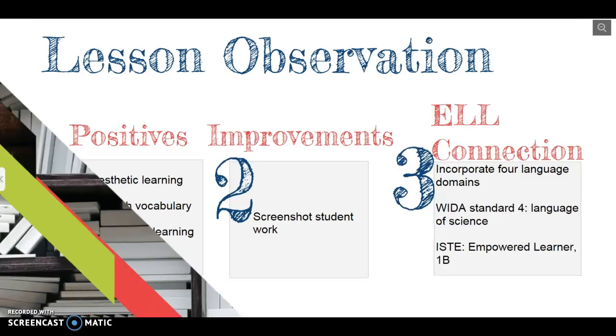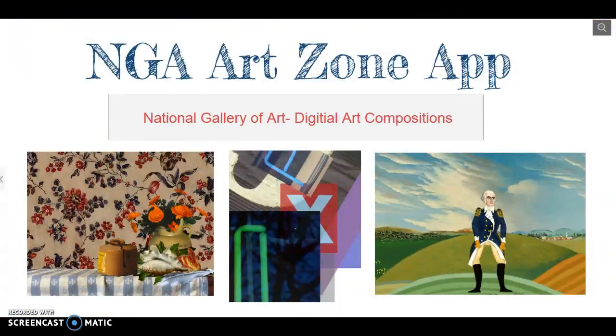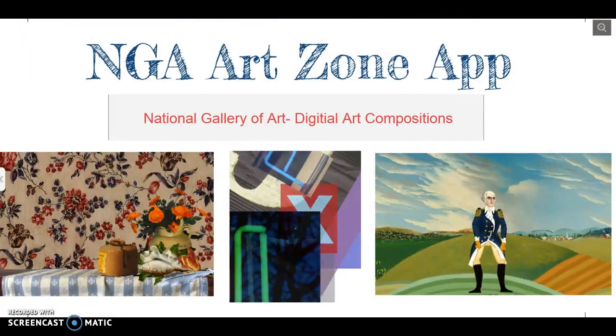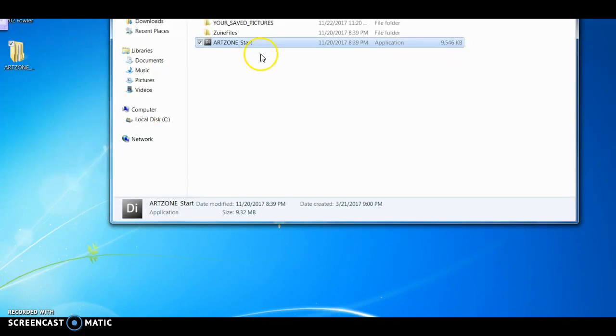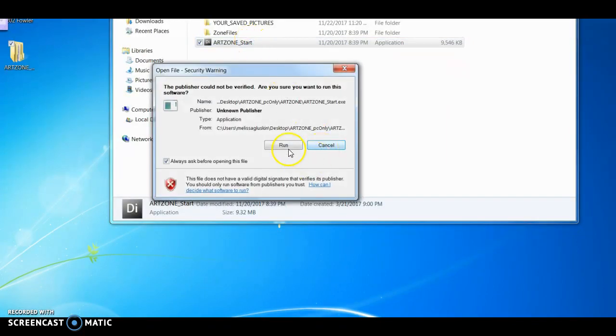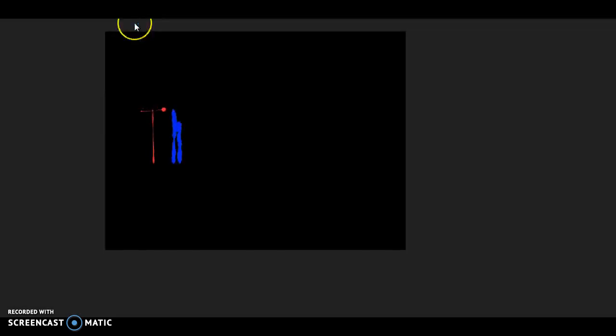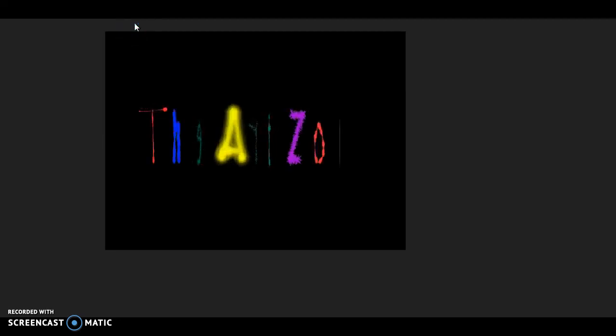For the fourth aspect of my digital portfolio, I utilized the National Gallery of Art NGAkids Zone app for students to understand perspective. Looking at the app, I was able to run it on the computer. The students are able to create a digital composition.